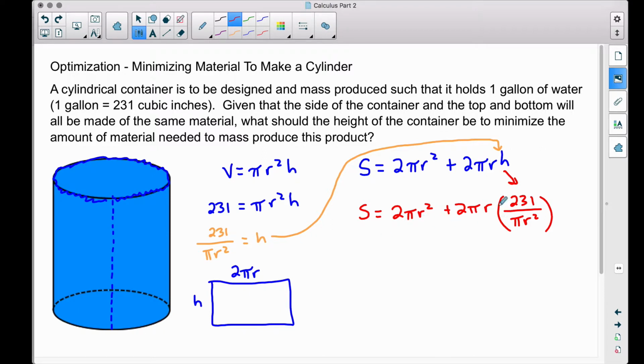Now we can clean this up a little bit by canceling out the pi's. We can get rid of one of the r's in our denominator, and then I'm just going to move this r up to the numerator to help with differentiating, and that's going to make it r to the negative 1. And that's exactly what I've done here. I brought down the 2 pi r squared. 2 times 231 is 462, and then that r to the negative 1.